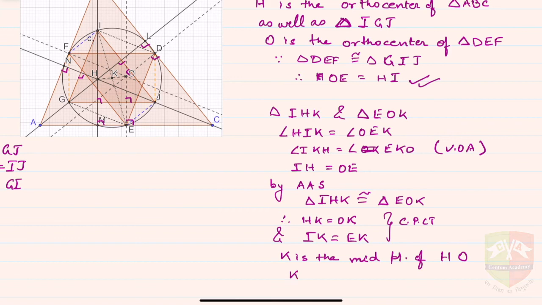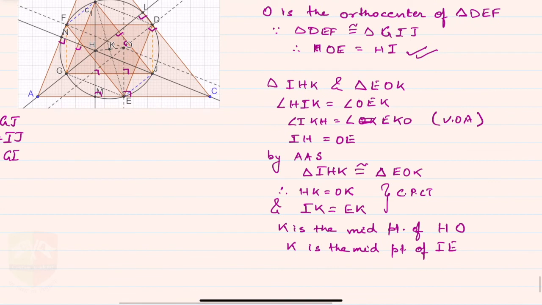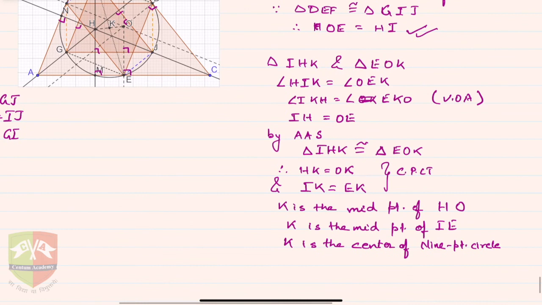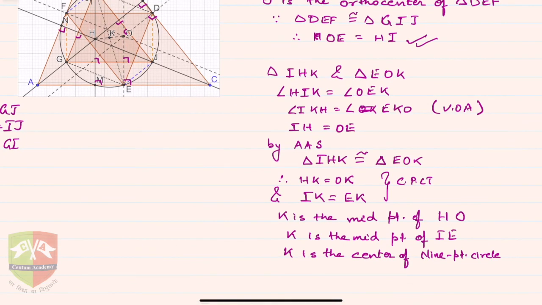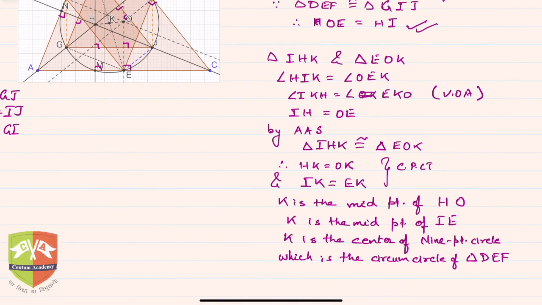That means K is the midpoint of IE. And what was IE? If you remember in the previous session, IE was the diameter of the 9-point circle, right? So hence K is the center of the 9-point circle, and you can see the 9-point circle is the circumcircle of triangle DEF as well, right? K is the center of the 9-point circle, which is the circumcircle of DEF, right?